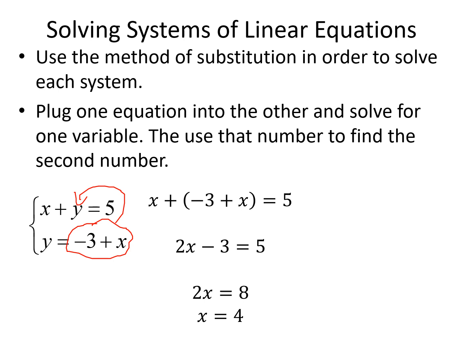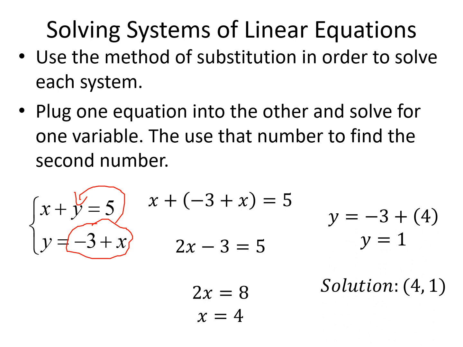But like when we graphed it, we got a solution of x comma y. What we need to do is find the y value. So in this case, I'm going to plug this 4 right here in where it says x in this equation. And then I just solve it. So negative 3 plus 4, in this case, is positive 1. And I always write the solution like this.